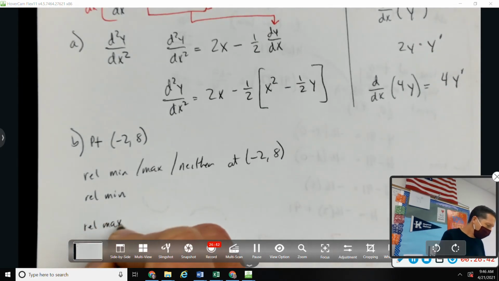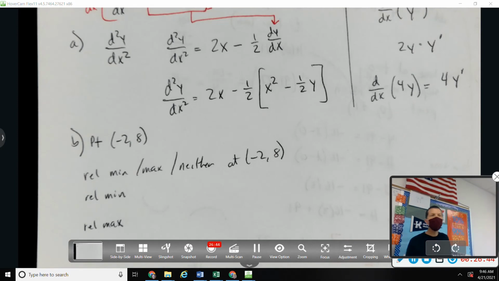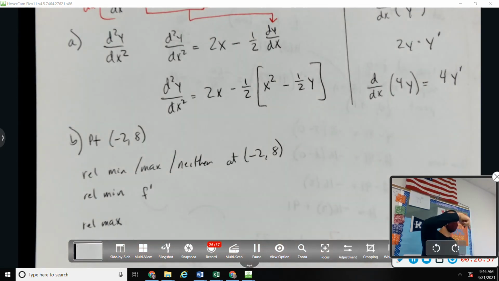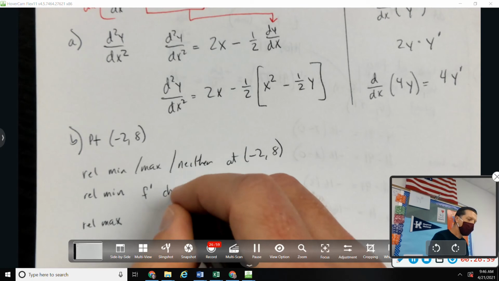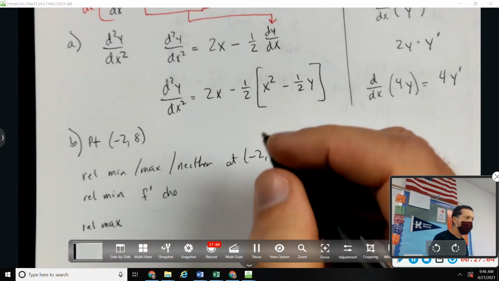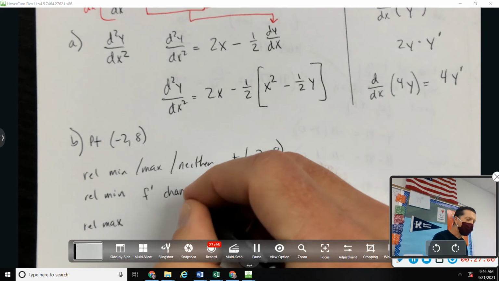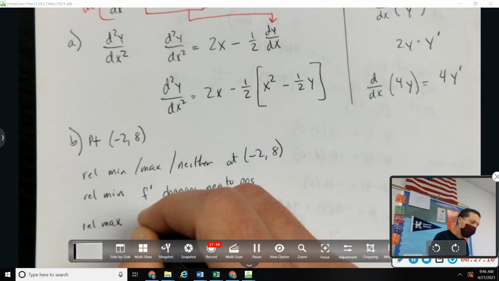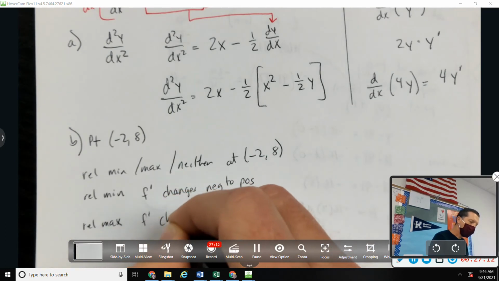Justify your answer. Well, let's justify our answer first so we know what we're looking for. What's going on at a relative max? I think I said max and you answered min because min is first. For a relative min, f prime changes negative to positive. For a relative max, f prime changes the other way, positive to negative.